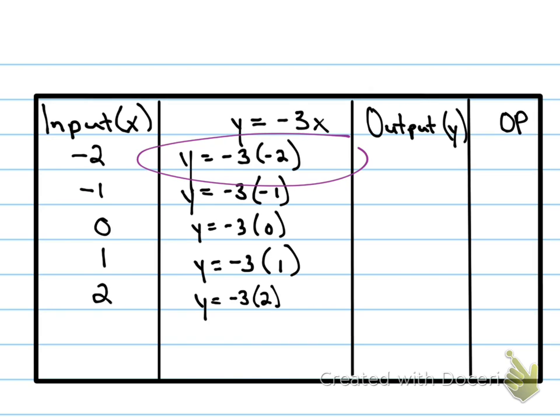A -3 times a -2 is what? What is it? Come on, think. It's +6. 3 times 2, yes, is +6. Go ahead and fill in the rest of your outputs. Okay, so what are my other outputs? Come on, 6, then 3, 0, -3, -6.